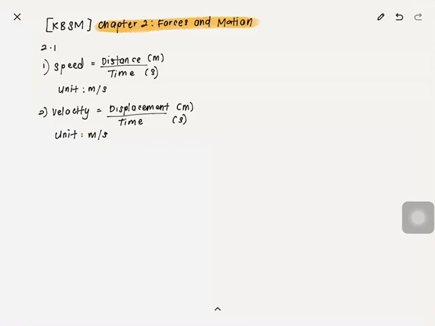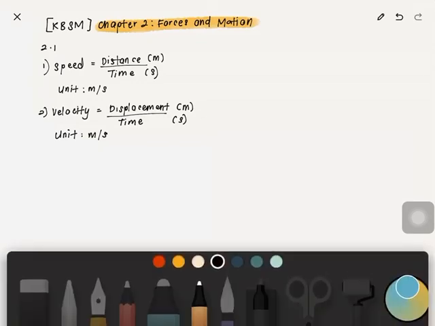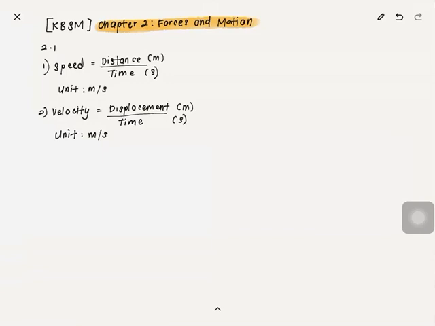I always say that if you can memorize the formula, then you can easily derive the definition from the formula. For example, the formula for velocity is displacement over time, then the definition for velocity will be the rate of change of displacement with time. Another thing I want to mention here is that speed and velocity are basically the same thing, except that speed is a scalar quantity, which means it has magnitude only, and velocity on the other hand is a vector quantity, so it has magnitude and direction.